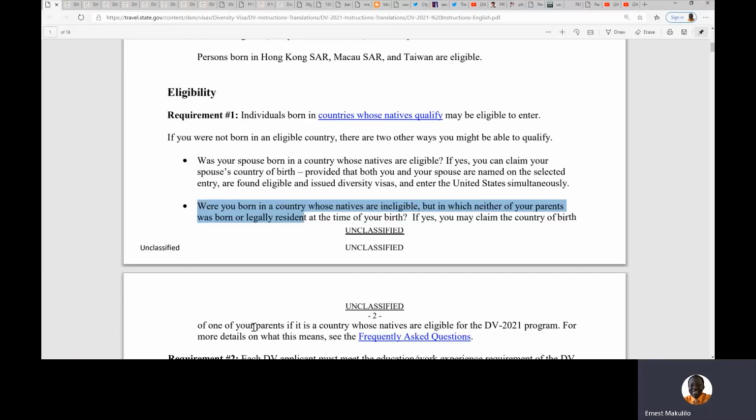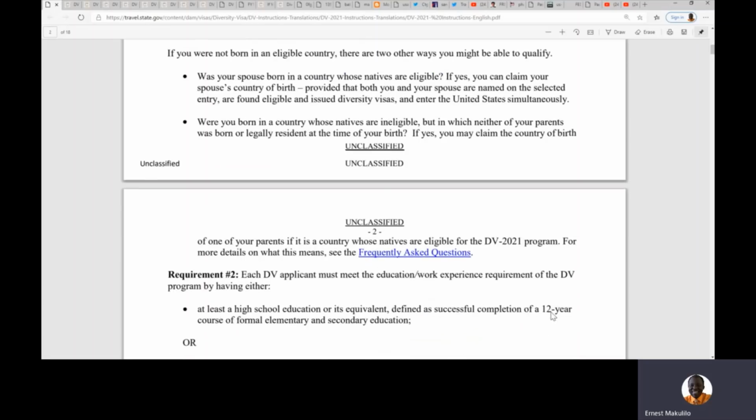Or if, let's say, you are from Kenya and your parents go to live in Nigeria, even if they become Nigerian, at the time you were born you can claim the origin of your parents if the country of your parents is still eligible. So there is sometimes a little bit of confusion about this one.